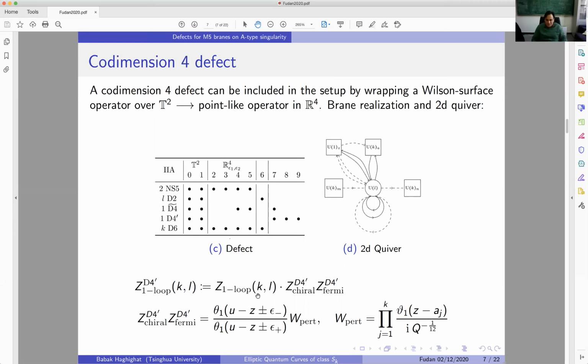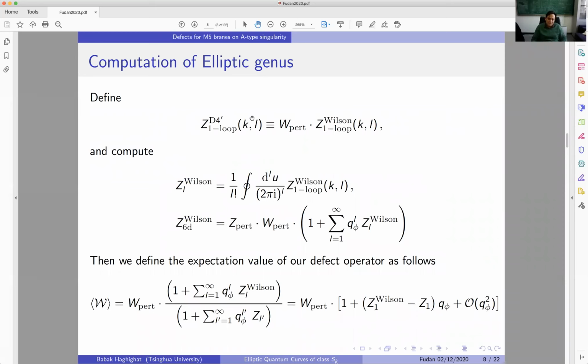Okay, so then let me proceed. Again, we compute the elliptic genus by taking this particular product here. Everything is now included in this Z Wilson 1 loop. Then I have to integrate over these U variables, and then the full 6D partition function in the presence of this Wilson surface operator is the perturbative piece of 6D, the perturbative piece of this defect, plus the sum over these instantons. And this is then computed by computing these elliptic genera.